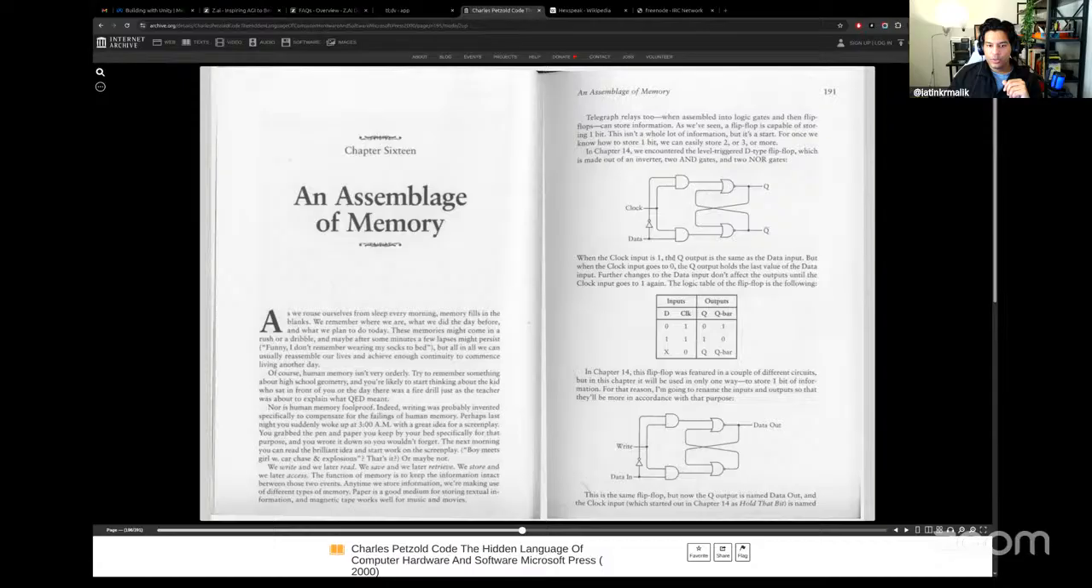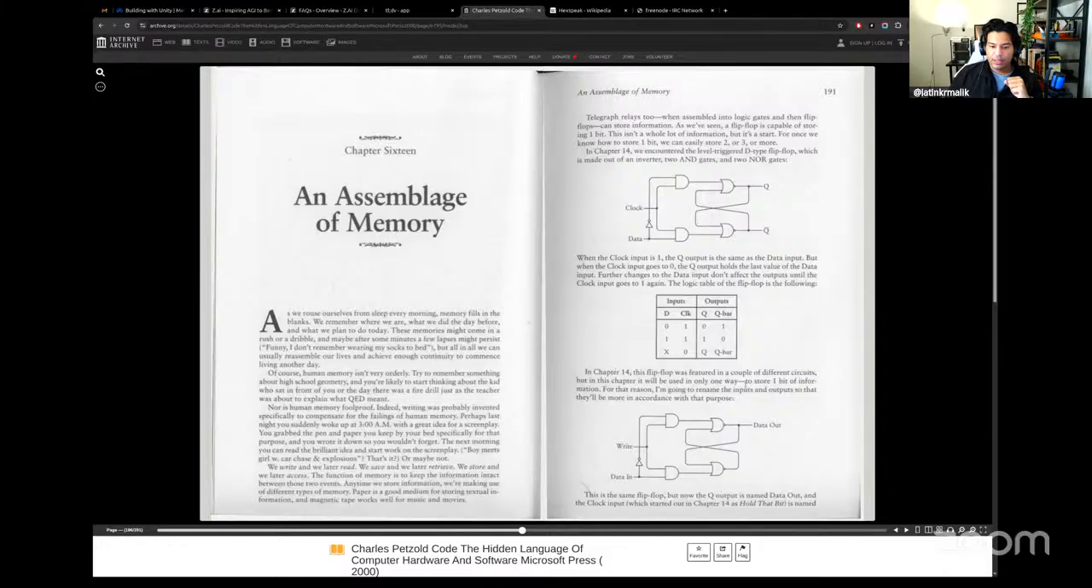So when the clock input is 1, the Q output is the same as the data input. But when the clock input goes to 0, the Q output holds the last value of the data input. Further changes to the data input will not affect the output until the clock goes back to 1 again. The logic table of the flip flop is as follows. If data is 0, clock is 1, nothing will happen. If data is 1, clock is 1, the Q will become 1 and Q bar will be 0. And when the clock goes back to 0, data is whatever, it doesn't matter. It will always keep the last value of Q and Q bar.